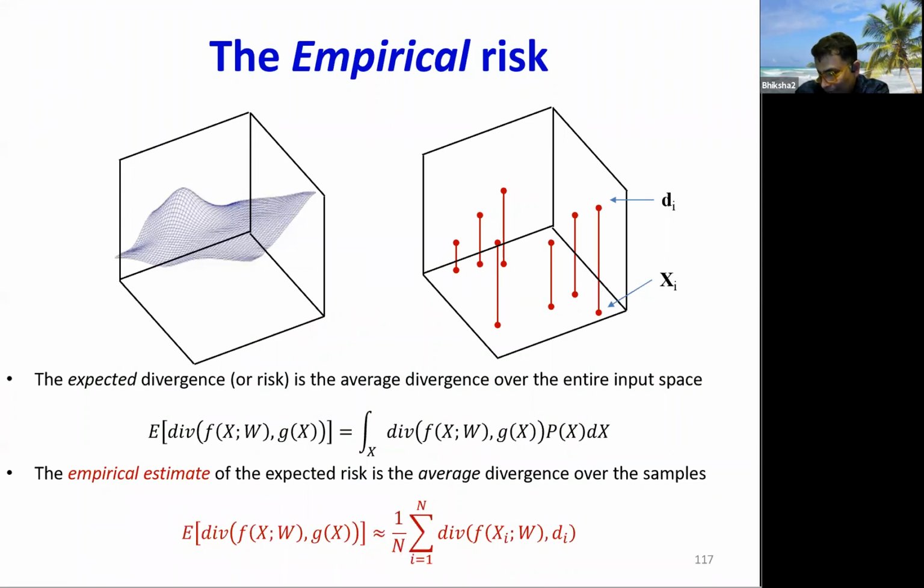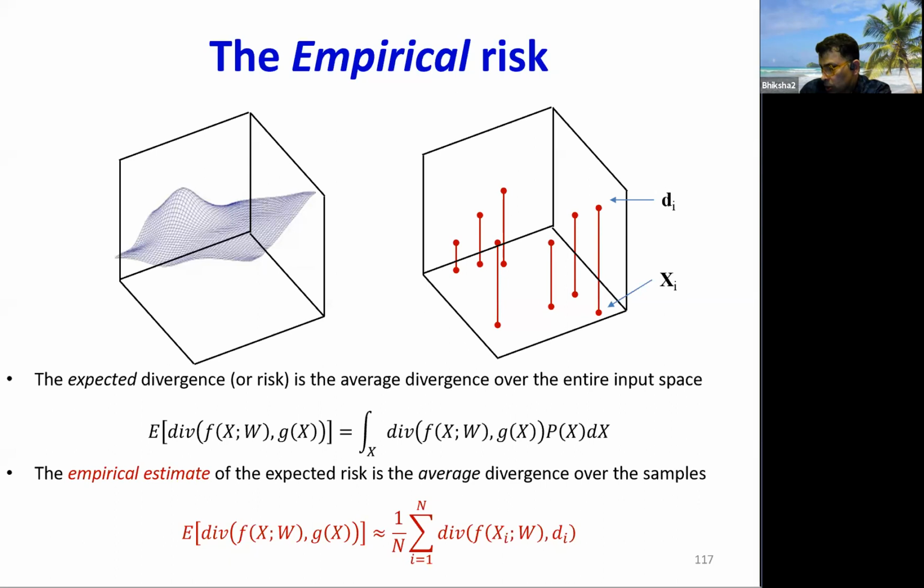What we mean is that if you were to repeat this experiment many times, where each time you decided to choose 1,000 training samples and computed the average divergence, and then you computed the average of these average divergences, that is going to pretty much look like this guy here.